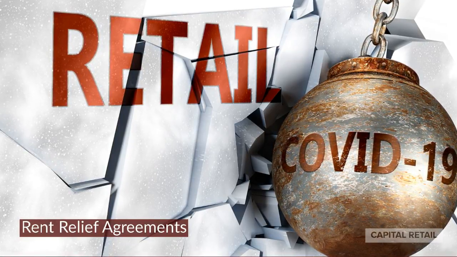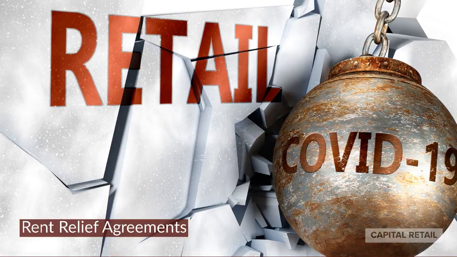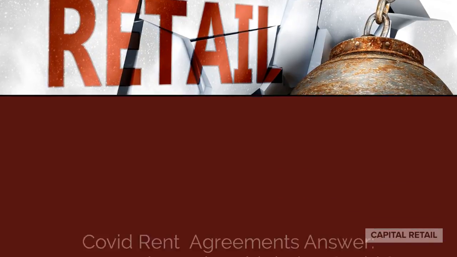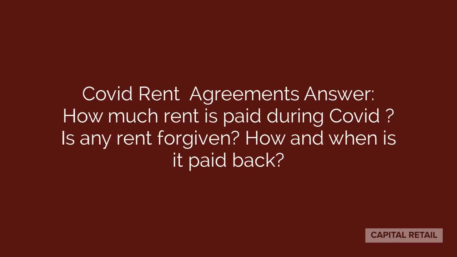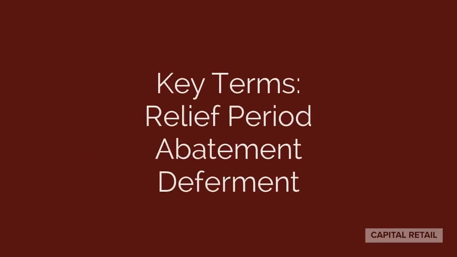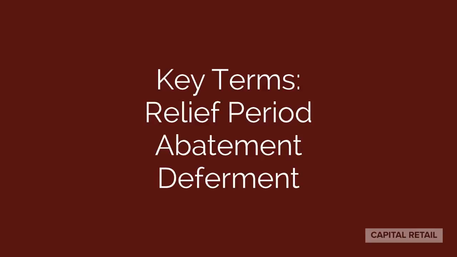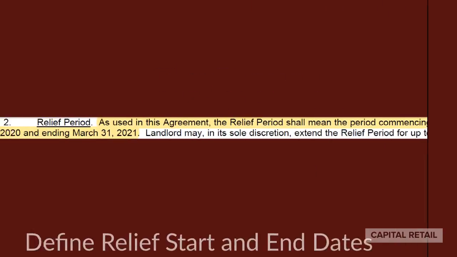We're going to go over the most important parts of how to put together a rent relief agreement between the landlord and the tenant. COVID rent agreements answer how much rent is paid during COVID, is any rent forgiven, and how and when is that rent paid back. All that should be in writing and in the agreement. With that objective in mind, we need to go over the key terms. That's rent relief period, abatement, and deferment.